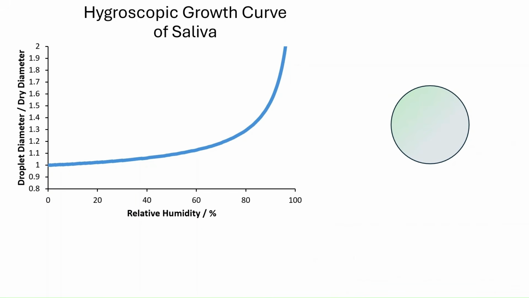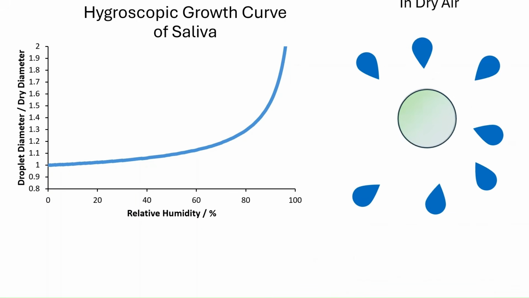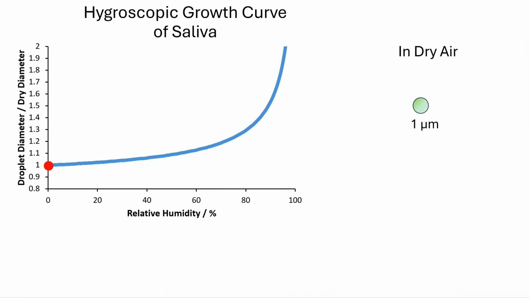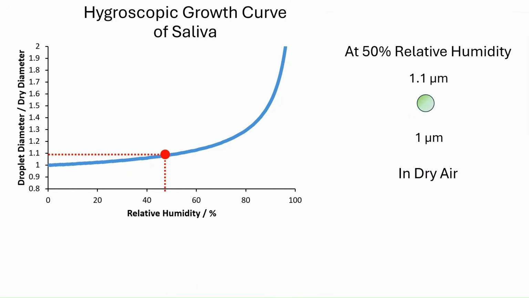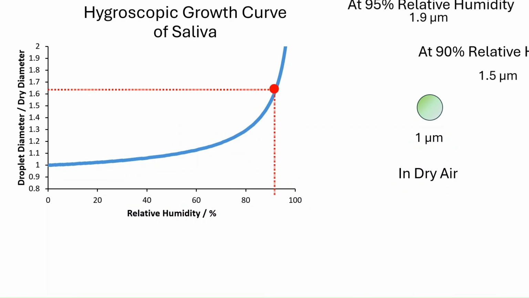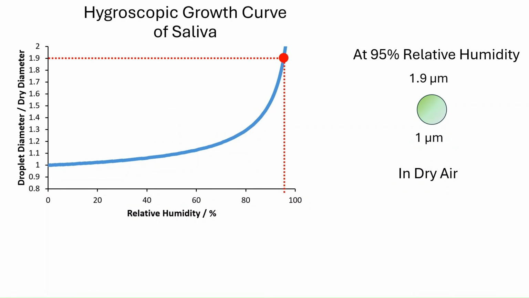Let's say you have a wad of respiratory fluid. Now, take away all of the water, which leaves you just a mixture of salts, proteins, sugars, and surfactants. If you were to make a 1 micron aerosol droplet of this mixture and then suspend it in air at 50% humidity, the diameter of this aerosol would be 1.1 microns. If you were to raise the humidity to 90%, the aerosol droplet would be 1.5 microns. And if you raise the humidity again to 95%, it would be 1.9 microns.